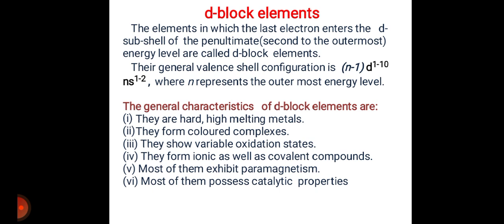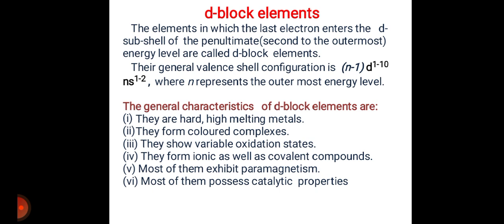Then silicon is a metalloid. So another one is the d block elements. What are the d block elements? The elements in which the last electron enters the d subshell of the penultimate shell, that is, second to the outermost energy level, are called d block elements. The general electronic configuration is (n-1)d1 to 10 ns1 to 2, where n represents the outermost energy level.